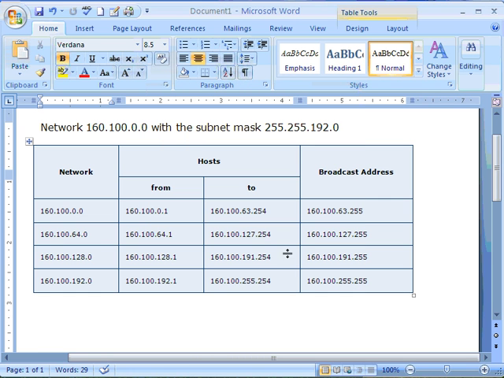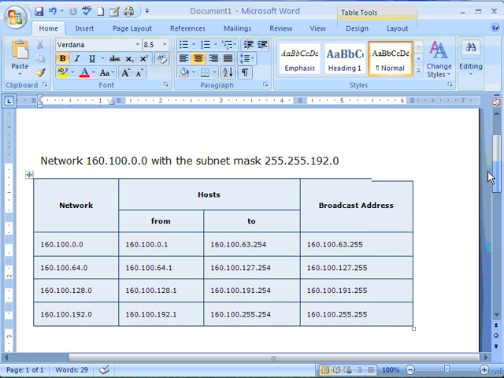Mr. Motors here. What I want to do now is talk about how you would subnet a Class B network. Let's say we have a network of 160.100.0.0. And the default mask is going to be 255.255.0.0.